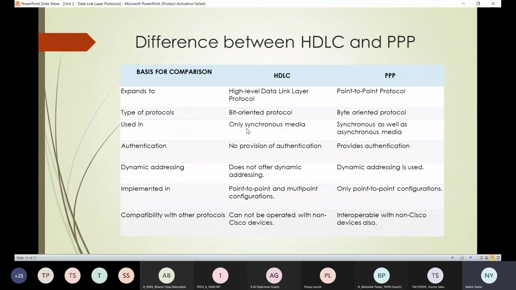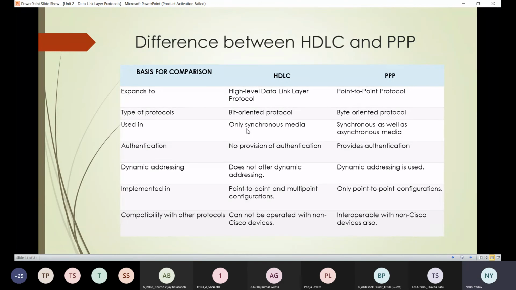Now let's look at the differences between this HDLC and PPP protocol. Fine. So what is the full form of it? HDLC is a high level data link control protocol. PPP is a point-to-point protocol. HDLC is bit oriented. PPP is a byte oriented protocol. HDLC is used in only synchronous media. PPP can be used in synchronous as well as asynchronous media.